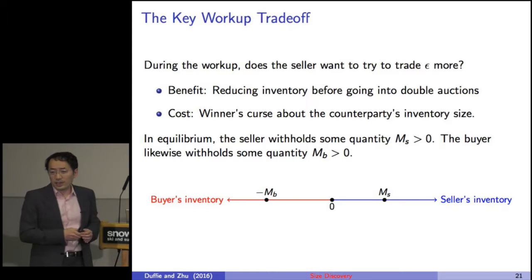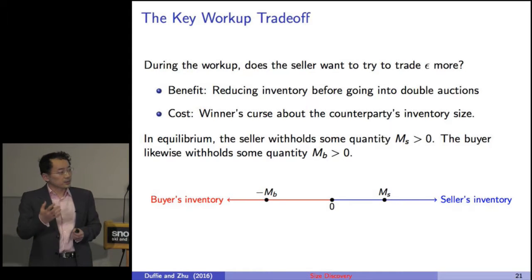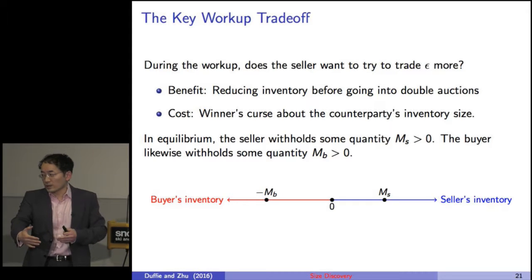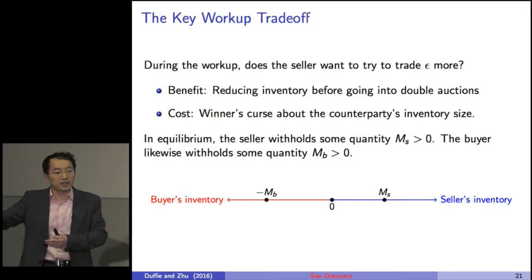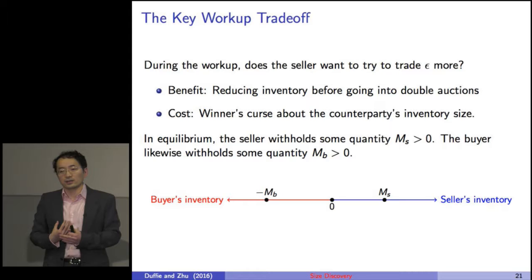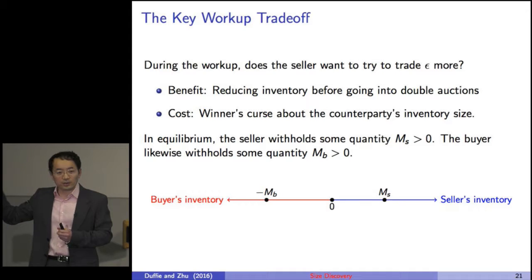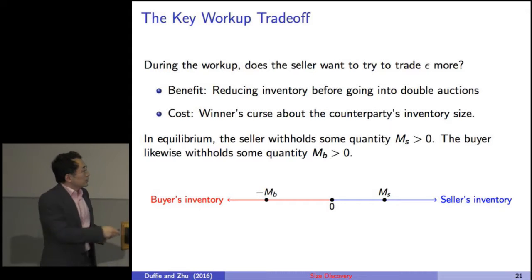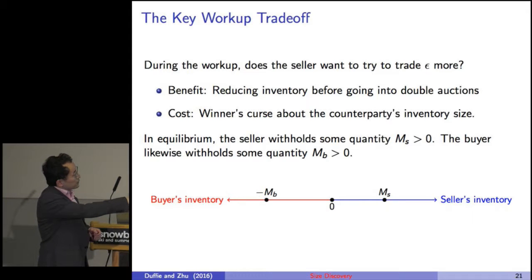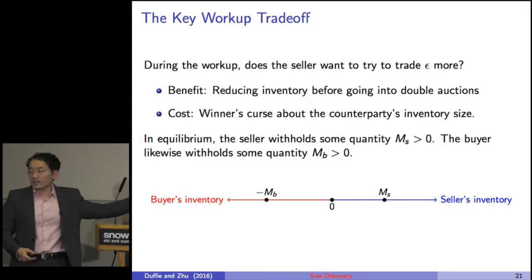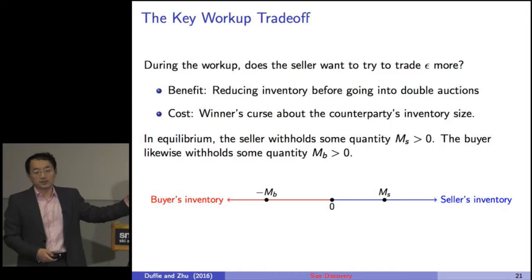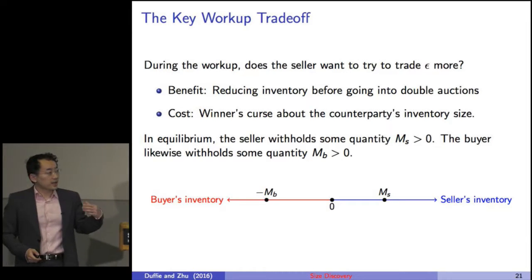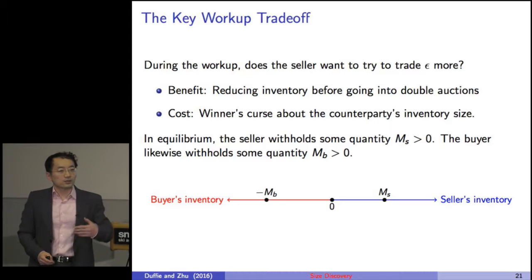On the other hand, there's a cost of winner's curse, right? As I said before, if you are really close to 0, you'd imagine, gosh, the buyer is probably big, therefore maybe I should withhold this additional quantity because the price in the double auction one instant later is going to be better. So as a seller, you start way out there. As you work your way down, you see the cost become higher and higher, whereas the benefit becomes smaller and smaller. At one point, cost equals benefit, therefore you're going to drop out of the workup.